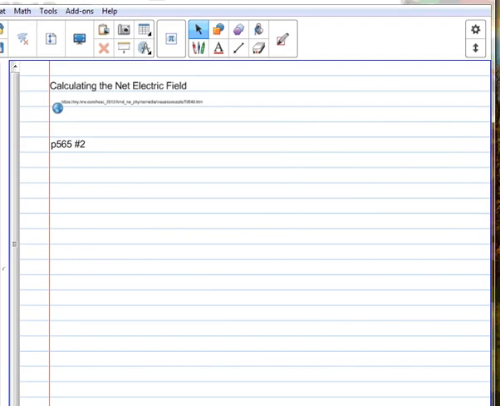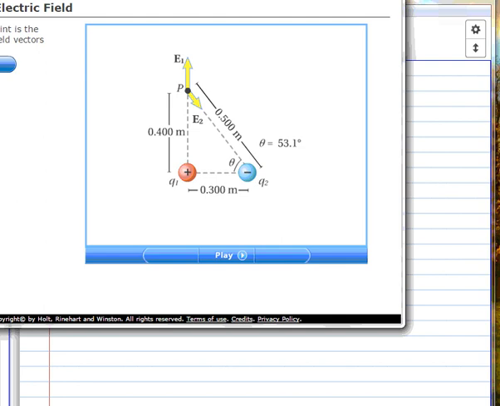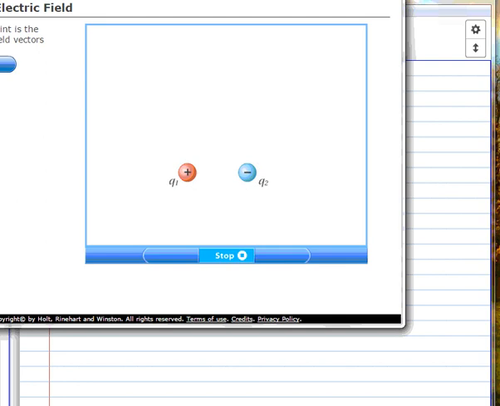Calculating net electric fields. Consider two small charges, one positive and one negative. Using the superposition principle, you can calculate the net electric field at any point. Choose a point P directly above Q1. First, calculate the electric field produced by each charge at point P, and then find the vector sum of these fields.